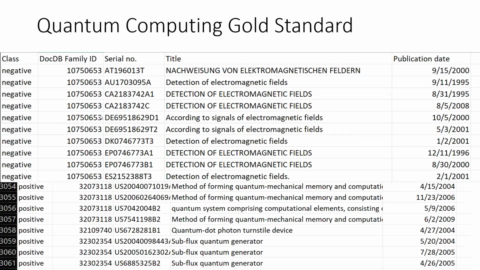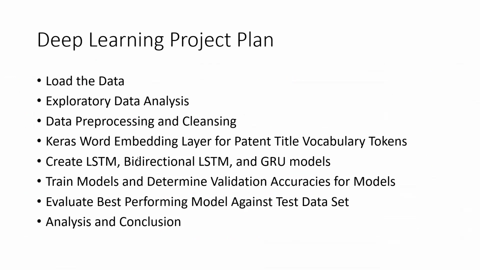Remember, the patent titles are saying things like detection of electromagnetic fields or quantum dot photon turnstile device. And basically, I'm hoping that my machine learning algorithm is going to focus in on the words that are most relevant to the particular title, the goal, in this case, identifying qubits, and determine that, yeah, quantum dot photons, that sounds like hardware for quantum computer. Quantum subflux quantum generator sounds like hardware for quantum computer, whereas detection of electromagnetic fields probably isn't quantum computer. So that's the kind of analysis that I want my machine learning to do.